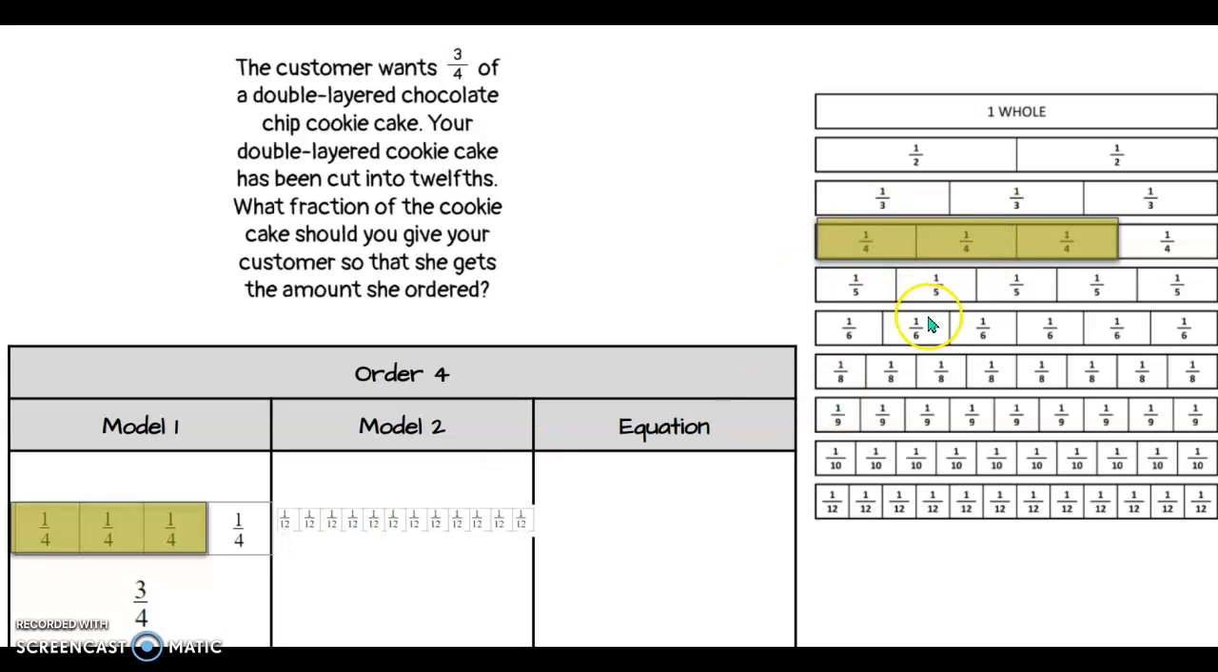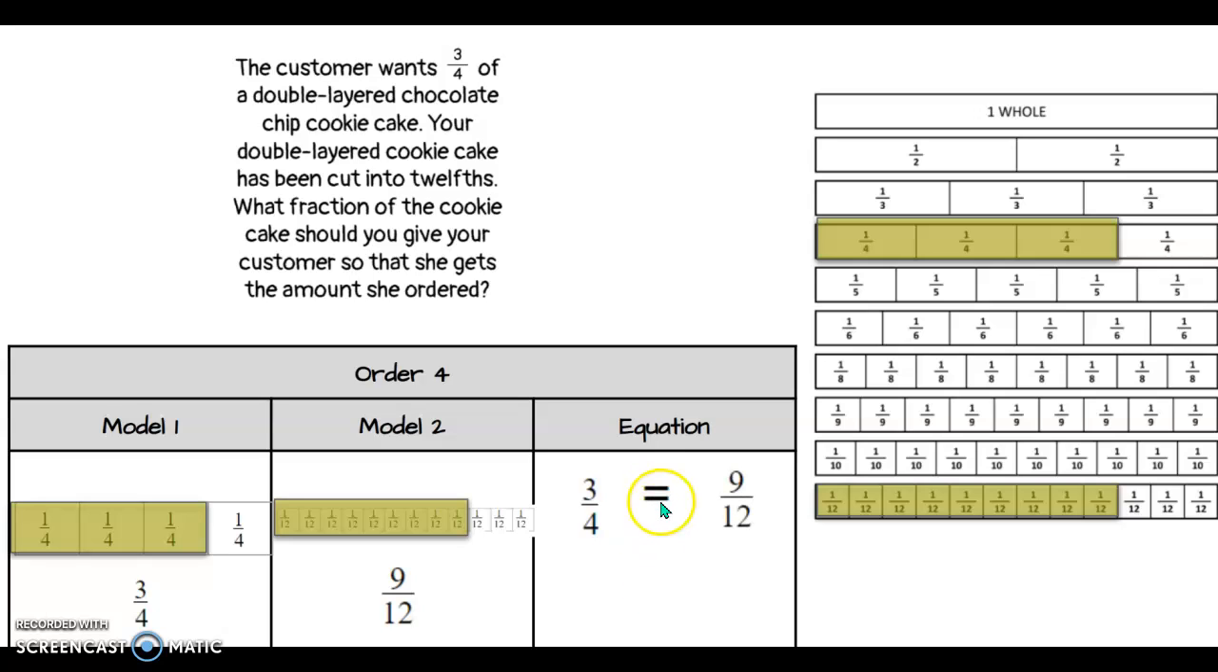And now I'm going to use my yellow paper to help me out. So 3/4, it starts right here and it ends right here. And I'm going to use my finger and I'm going to go down until I get to 12ths. And then I see that it stops right here. So I know it's equal to this spot right here, which is 1/12, 2/12, 3/12, 4/12, 5/12, 6/12, 7/12, 8/12, 9/12. So I'm going to color in 9/12, and I'm going to label my picture. And then finally, I'm going to write my equation. 3/4 is equal to 9/12, and 9/12 is equal to 3/4.